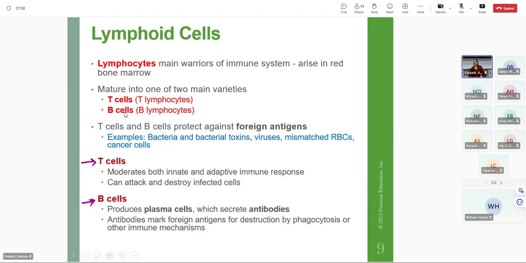B cells, when they get activated, are going to basically differentiate into a population of cells called plasma cells right here, which then release or secrete proteins called antibodies. And these antibodies can then go mark a foreign pathogen and basically mount an immune response against it.